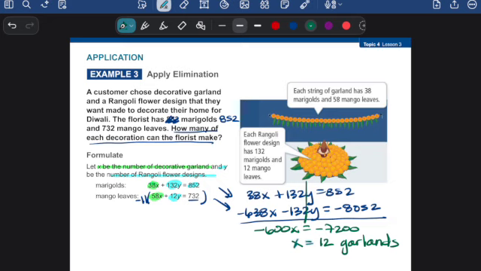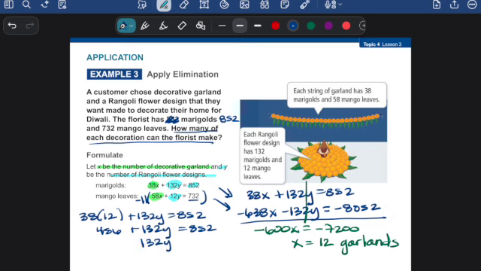How can I find the number of flower designs? Well, plug that into one of the equations. Let's plug that into the first equation. So 38 times 12 plus 132y equals 852. We get 456 plus 132y equals 852. Subtract 456 from both sides. 132y equals 396. Divide both sides by 132. Y equals 3. So we can make 3 flower designs.